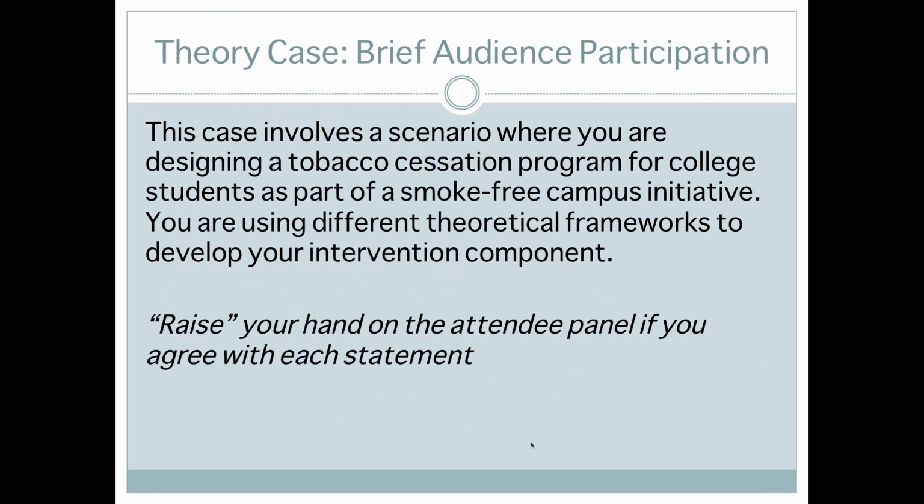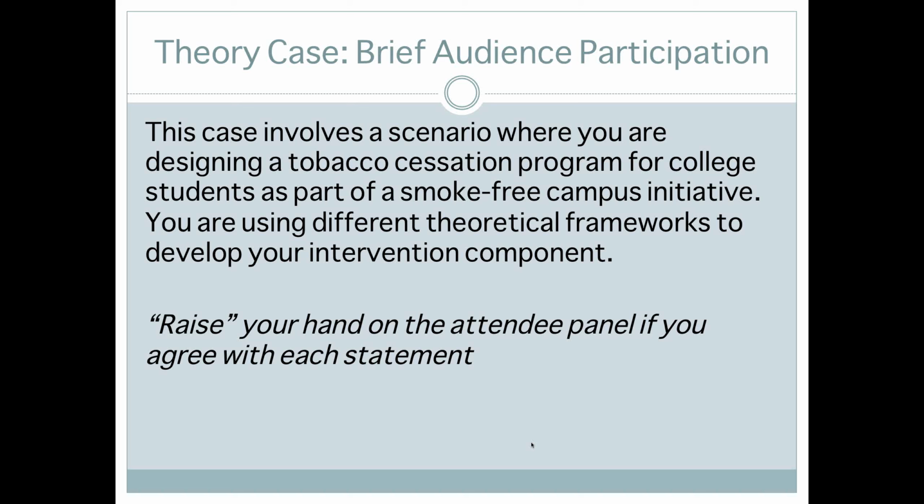Okay, so here is a case that will just help us play with the theories that we've heard about for a little bit. I want you to think back about the theories that we've talked about at the individual level, interpersonal level, and community organizational level. And this is a case where you're designing a tobacco cessation program for college students, as part of a campus initiative to go smoke-free for the entire campus.